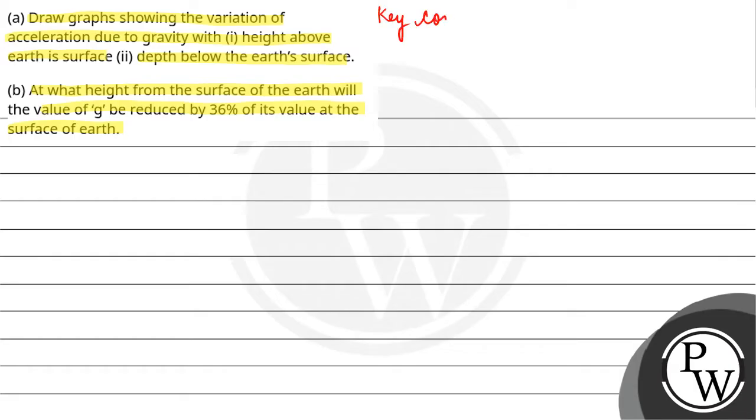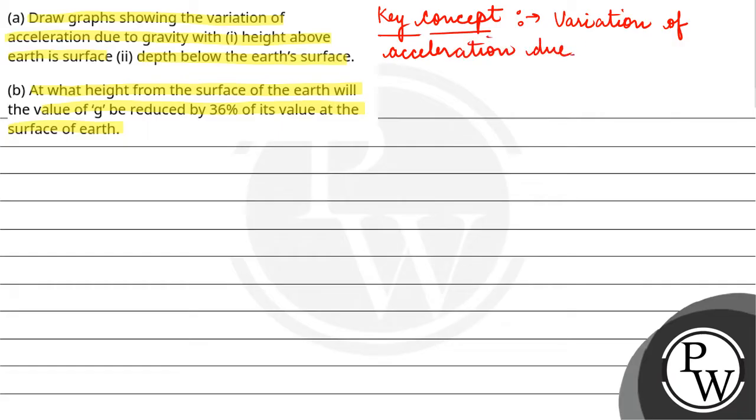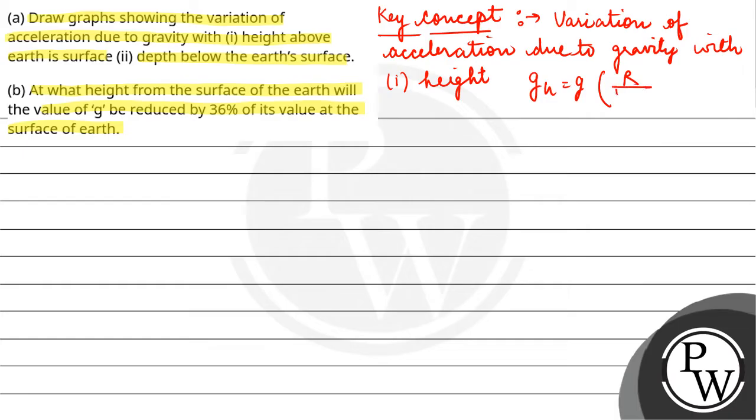So bachcho, here our key concept is variation of acceleration due to gravity with, firstly, height above the surface. That is gh is equal to g into r upon h plus r, where r is the radius of the earth, h is the height and g is the acceleration due to gravity on the surface. And for depth in the earth surface, gd is equal to g into 1 minus d upon r, where d is the depth and r is the radius of the earth.